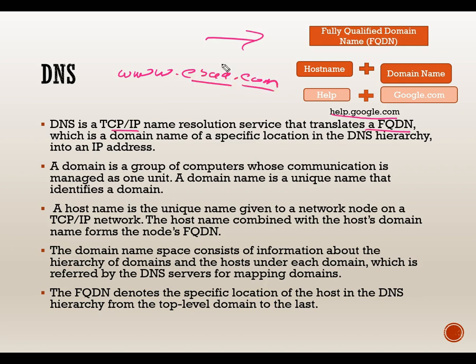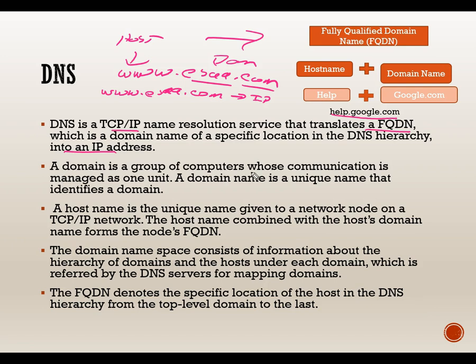www.esaa.com. ESA.com is the domain, and www is the host. So FQDN, which is the domain name of a specific location in the DNS hierarchy, into an IP address. So this translates it, the name, www.esa. We're going to translate that to an IP address, because our computers do really well with numbers, not so well with the English language or the German language or the French or anything else.